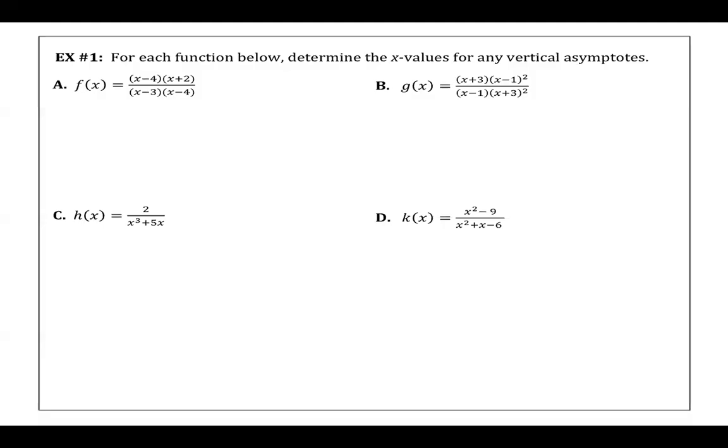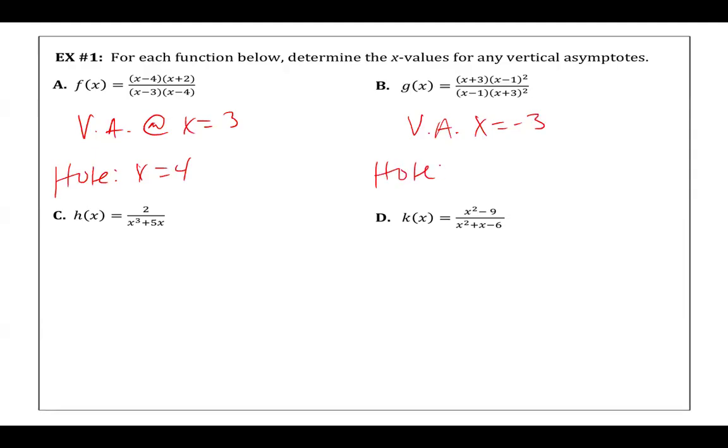Okay, on A, what do I have? I have a vertical asymptote at x equals 3. Do I have a hole? Yes. Where's my hole at? At x equals 4. Okay. On B, do I have a vertical asymptote? Where is it? X equals negative 3. Do I have a hole? Where is it? What kind of one? Positive 1. All right. On C, do I have a vertical asymptote?